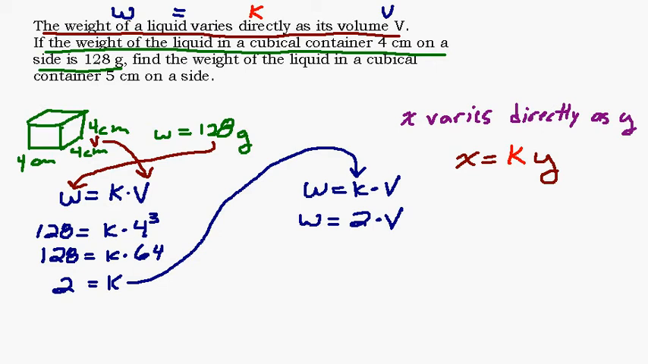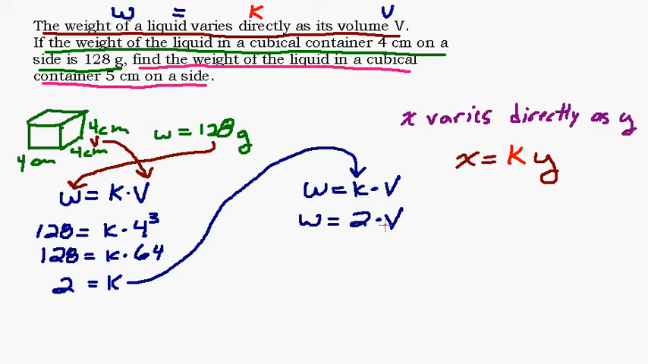Let's underline that in, how about this hot color here? Find the weight of the liquid in a cubical container 5 centimeters on a side. So we're finding the weight. We don't know the weight. Well, if we want to find the weight in this equation, W equals K times V, we're going to have to know K and V. We just figured out K, that's 2.